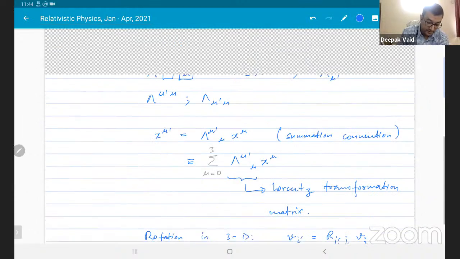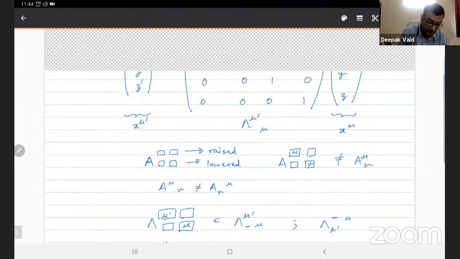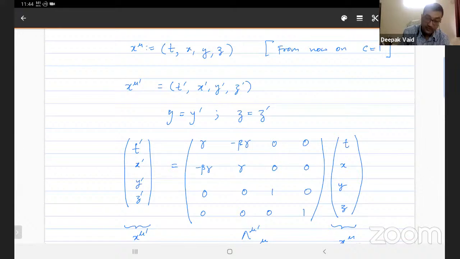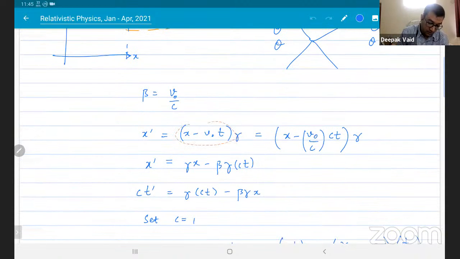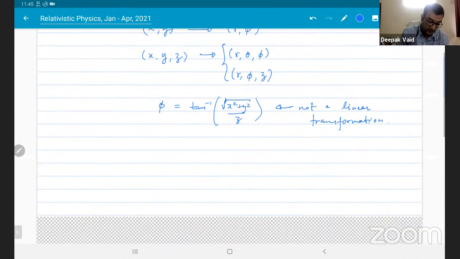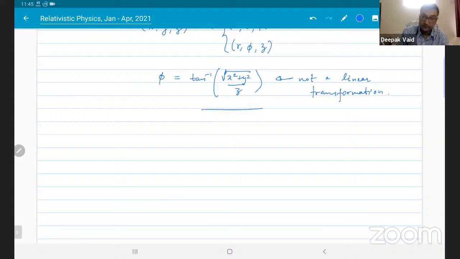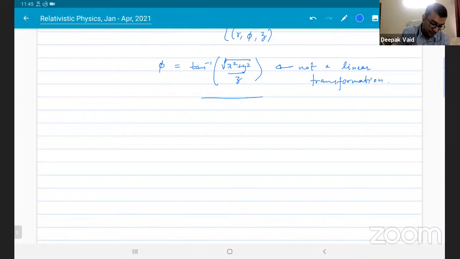On the other hand, this Lorentz transformation is a linear transformation, right? It is linear in all the variables individually. All the terms here contain only linear powers of the variables. So now whenever we have this coordinate transformation between any two sets of coordinates, okay.